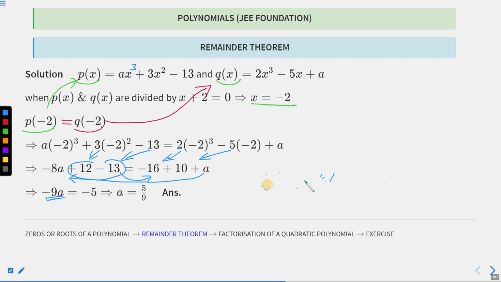So this all right hand side is equal to, so minus 9a is equal to minus 5. This means a is equal to 5 by 9. I hope this is clear to you. Let's see next examples to understand more.